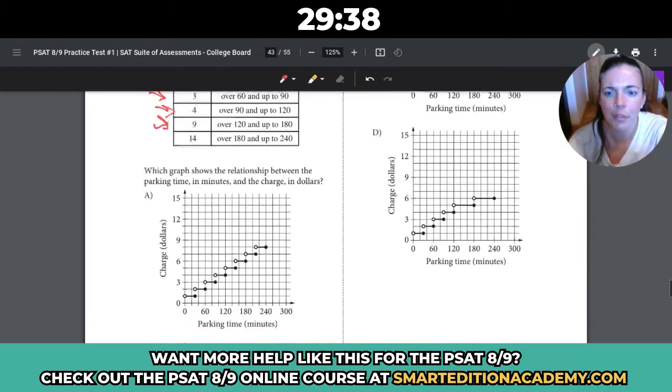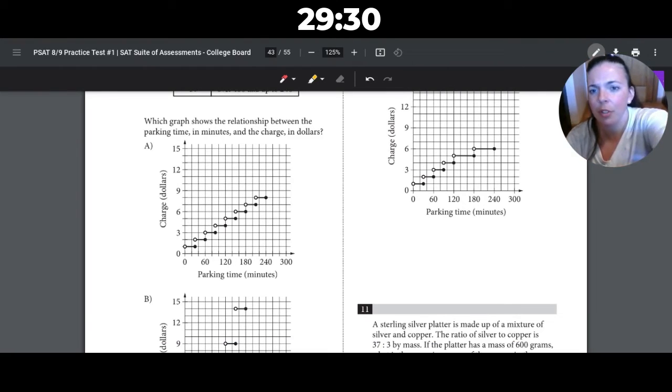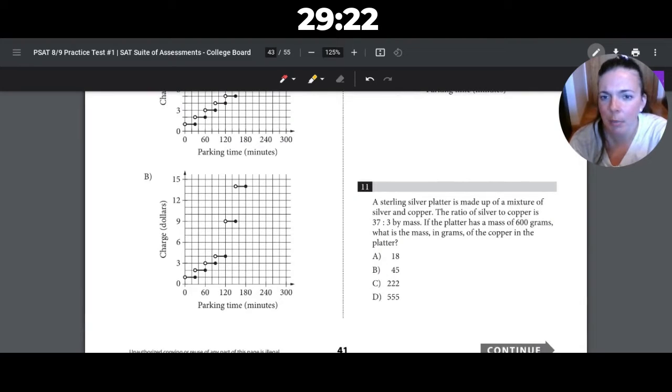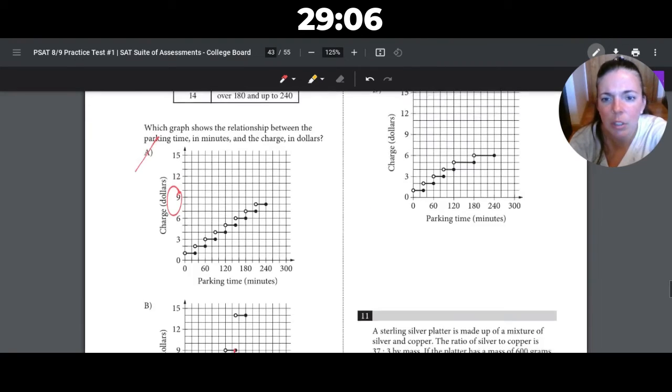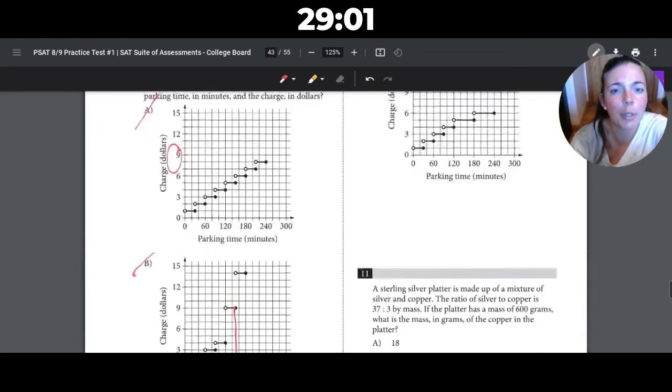So let's look at our graphs. So A, this piecewise function, the step function goes pretty consistently. It never actually shows the charge of $9 at all. So definitely is not A. B, I see the jump, so let's compare. So this is saying $9 between 120 and, this just goes to here. Yeah, that doesn't really work, does it? Because it's supposed to be 120 up to 180. Yeah, that's definitely not 180. So it can't be that one.